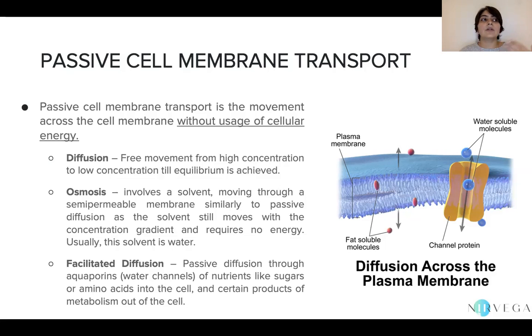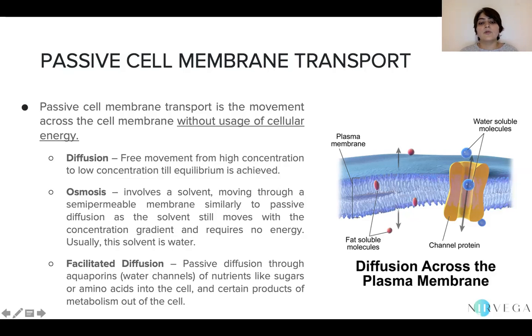So that would require energy. Like an example of a river, if you're trying to swim with the river, then you would be swimming at a faster speed and you would spend lesser energy. But if you are trying to swim against the flow of the river, then you would require more energy. Similarly, this aspect of going with the curve and against the curve is also the same principle that is applied in passive cell membrane transport.